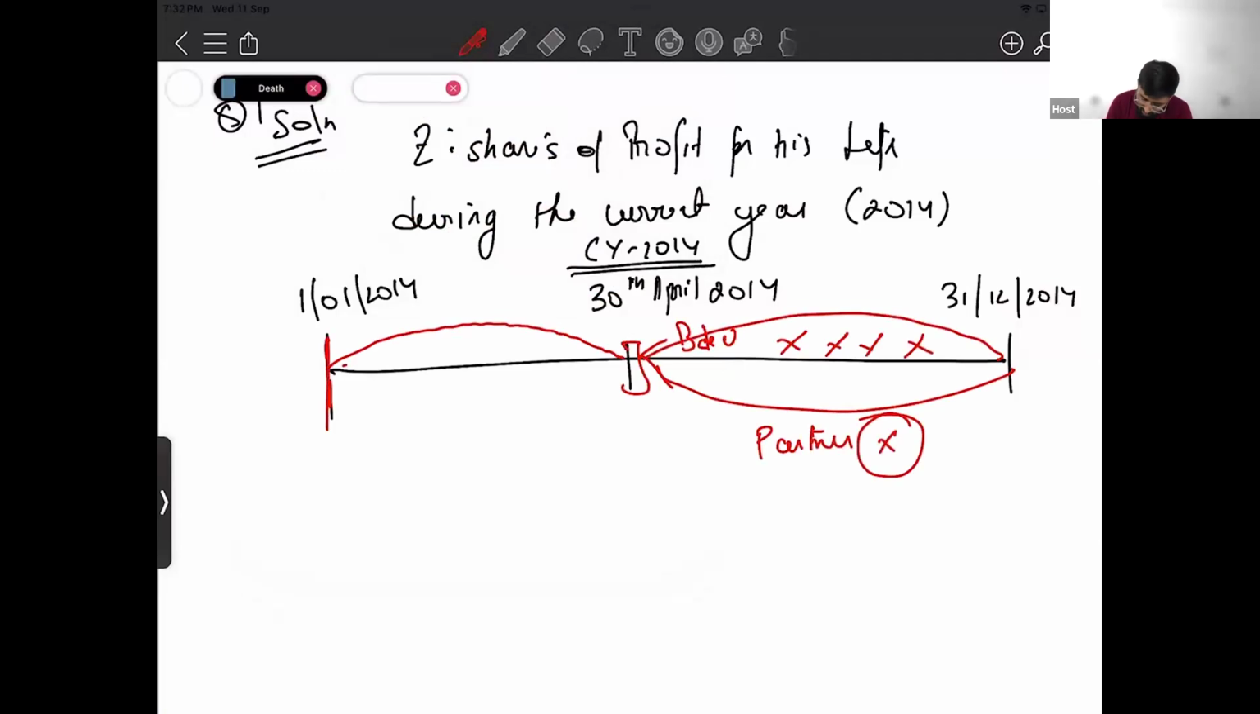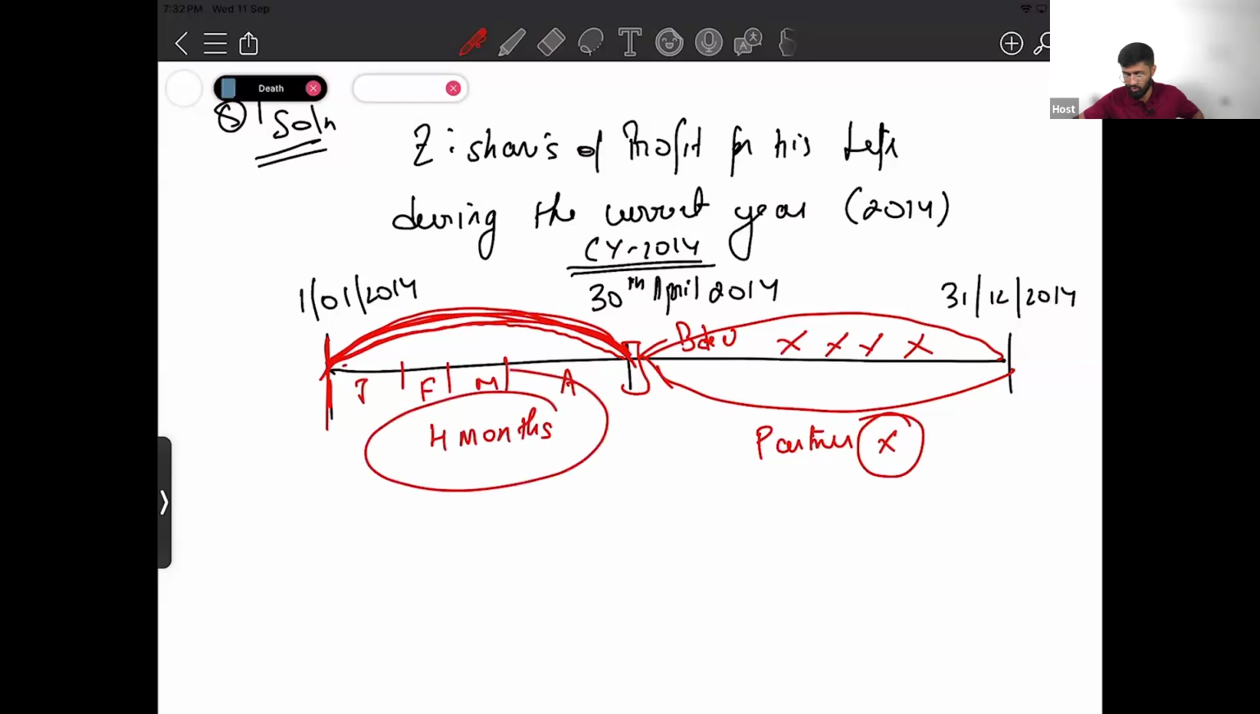But starting from 1st Jan, he was a partner until 30th April, so for this period we have to find Z's share of profit. So how many months? January, February, March and April, for 4 months. We have to find the profit share for these months.